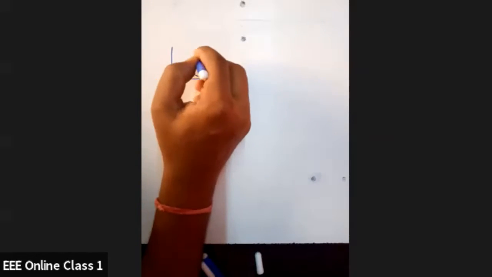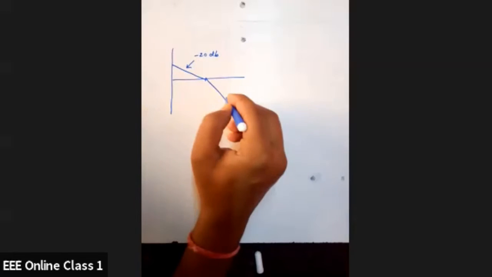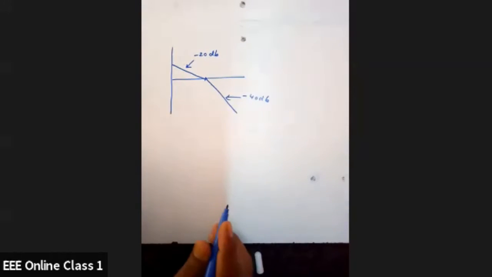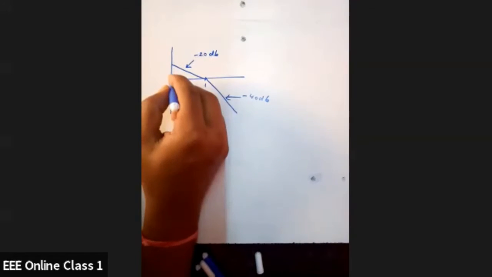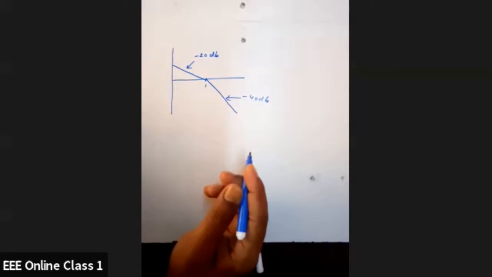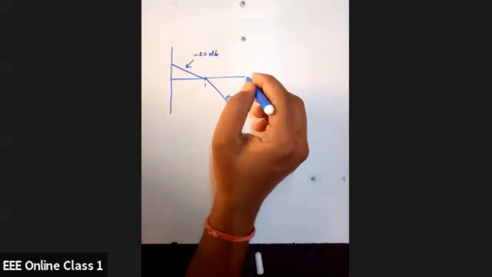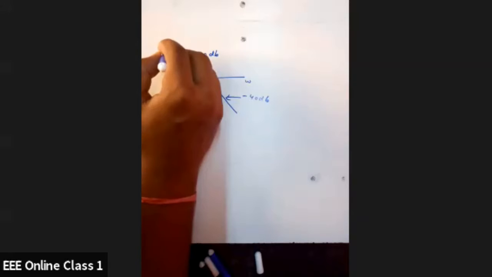This is minus 20 dB slope, and this is minus 40 dB slope, and this is omega 1. This is omega 1. So this gives you omega, and this gives you dB.